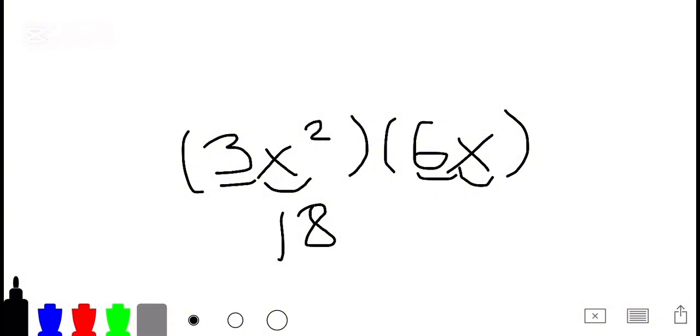To multiply these, we need to know the exponent laws, and the exponent law states that when two similar bases are present and we are multiplying them, we also add up the exponents. So in this case, there's an invisible 1 right here. And what we do is add the 2 and 1 when we're multiplying the two x's. So this becomes x cubed. And we can fact check it.